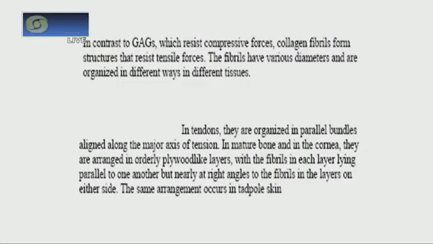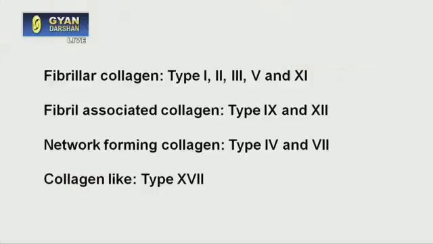In mature bone and in cornea, they are arranged in orderly plywood-like layers with the fibrils in each layer lying parallel to one another. So, again, these collagen molecules are present in different types of tissues like tendons, bone, cornea, etc. I just present the summary: the fibrillar collagen types 1, 2, 3, 5, 11; fibril associated collagen type 9 and type 12; network forming collagen type 4 and type 7; and collagen like type 17.